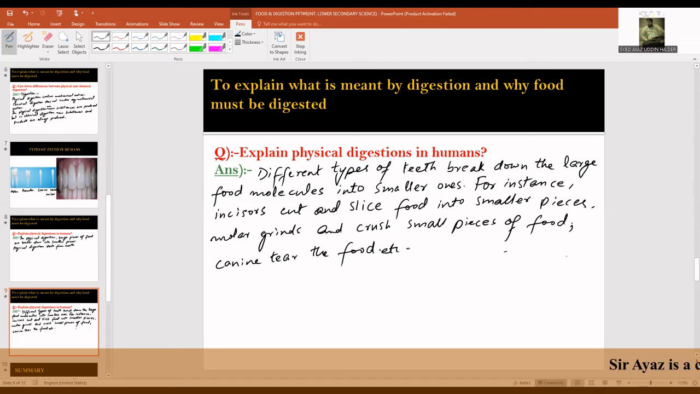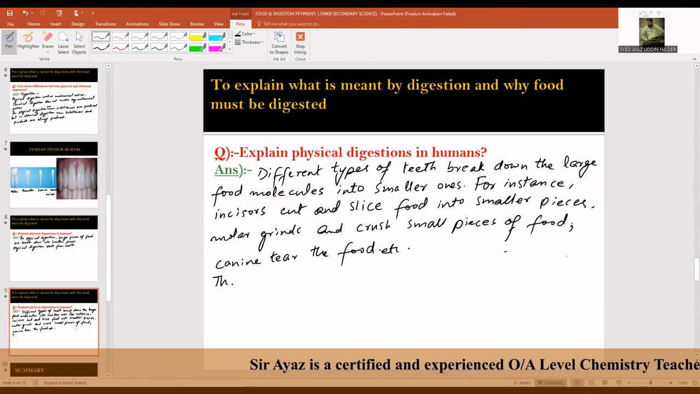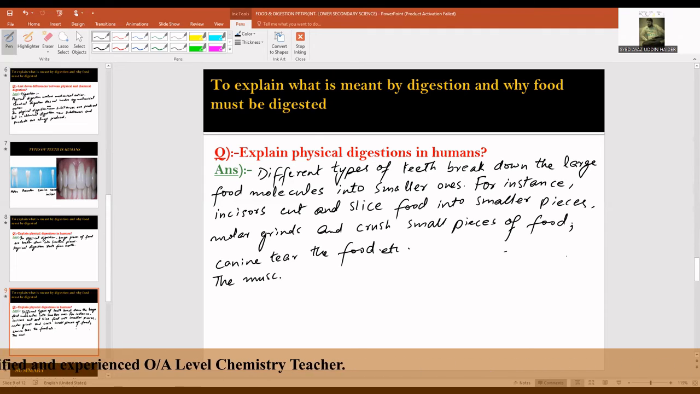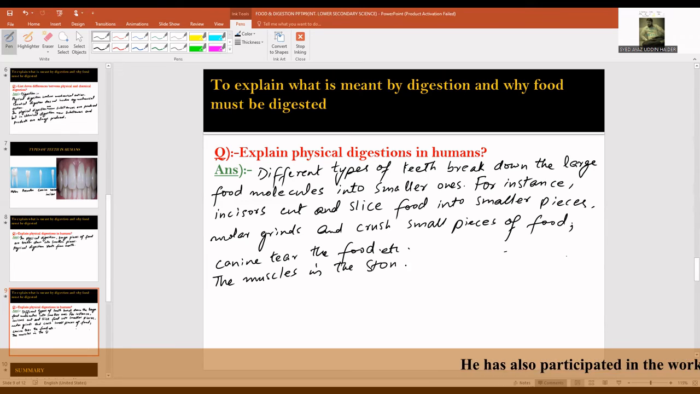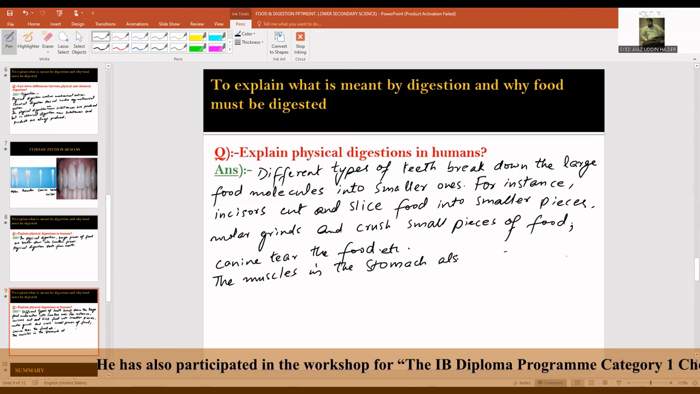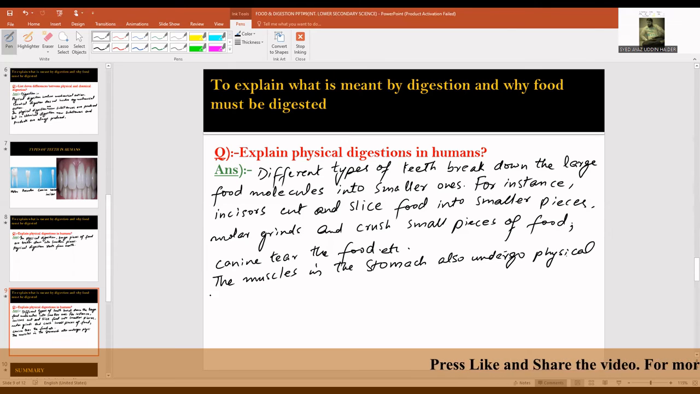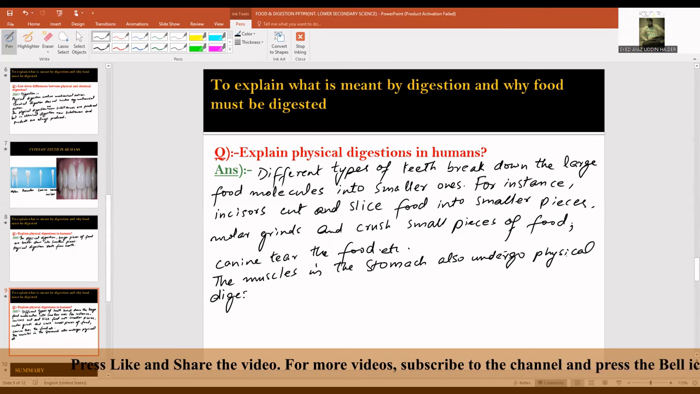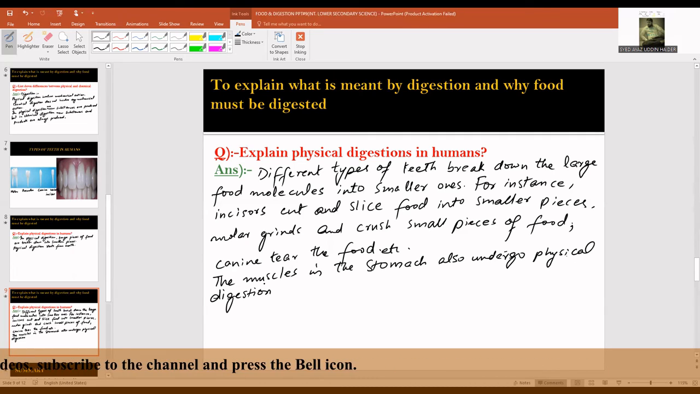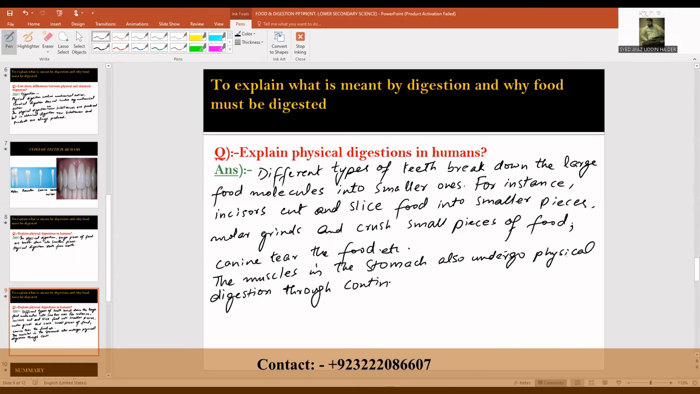The muscles in the stomach also undergo physical digestion through continuous contraction and relaxation.